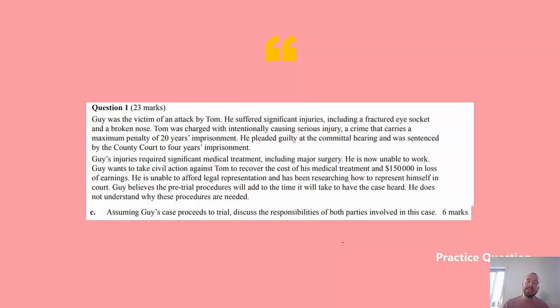As I said, I think it is probably likely that we need to be prepared to analyse the roles of key personnel in a civil matter as well. So again, I think we looked at this for criminal law as well. This case from the exam a few years ago about Tom and Guy. Guy suffered significant facial injuries and decided to sue Tom for the cost of his medical treatment and $150,000 in lost earnings. And we had to discuss the responsibilities of both parties. So discuss the responsibilities of the plaintiff, who is Guy, and discuss the responsibilities of the defendant, who is Tom.